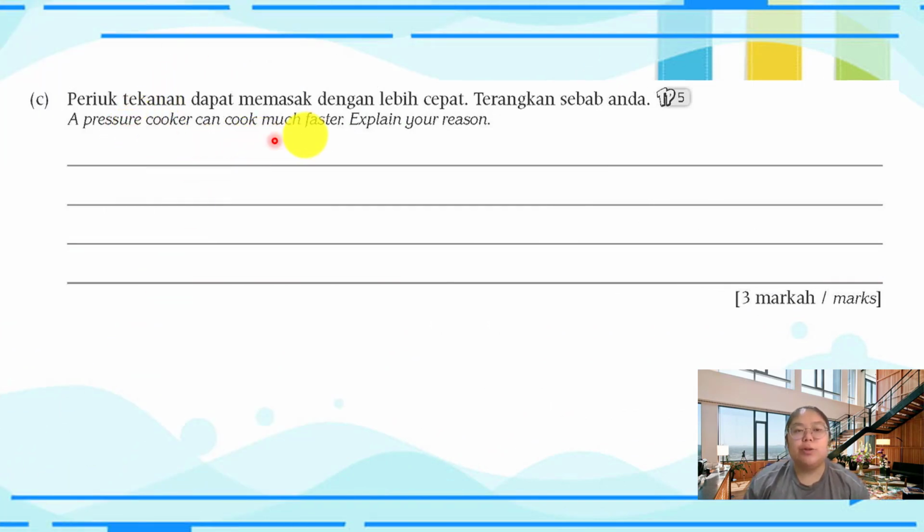Okay, now the pressure cooker, they can cook much faster. Explain why. First one, the pressure cooker must be closed all the way. The pressure inside the pot must be high. When the pressure is high, that means the temperature to heat the food also increases because they never release. So the pressure is high, and the temperature also keeps increasing just inside the pot. Finally, your food can be heated up faster.